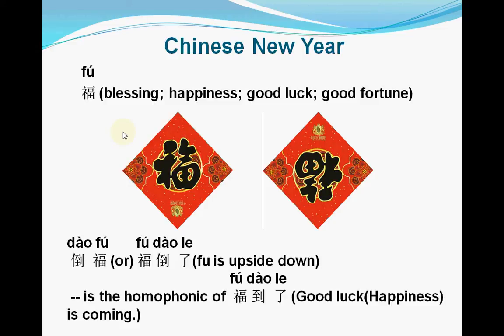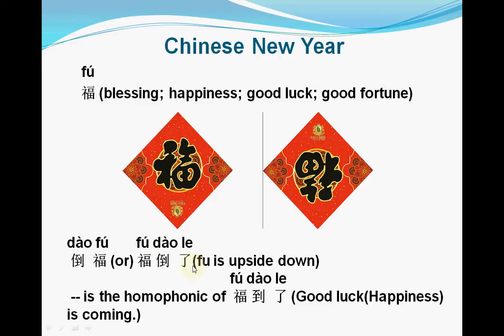Speaking of the Chinese New Year, there is one Chinese character we need to know. This one is Fu. Fu means blessing, happiness, good luck, or good fortune. This character is often used as a decoration during the spring festival to express a hope for good fortune and a bright future in the coming year. So, in order to emphasize the significance of this character, it is often posted on the door upside down. Normally it is just like this, but when we post it on the door or on the window, we post it upside down to emphasize the meaning of this character.